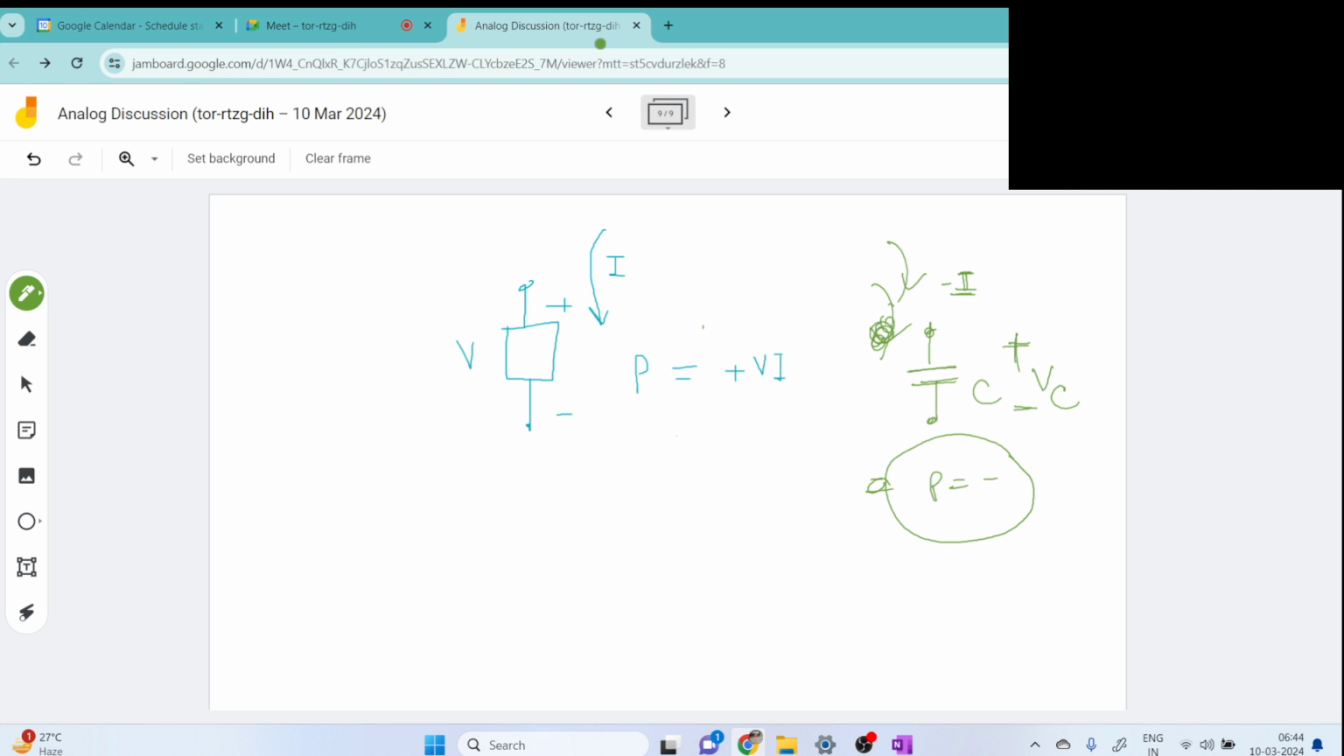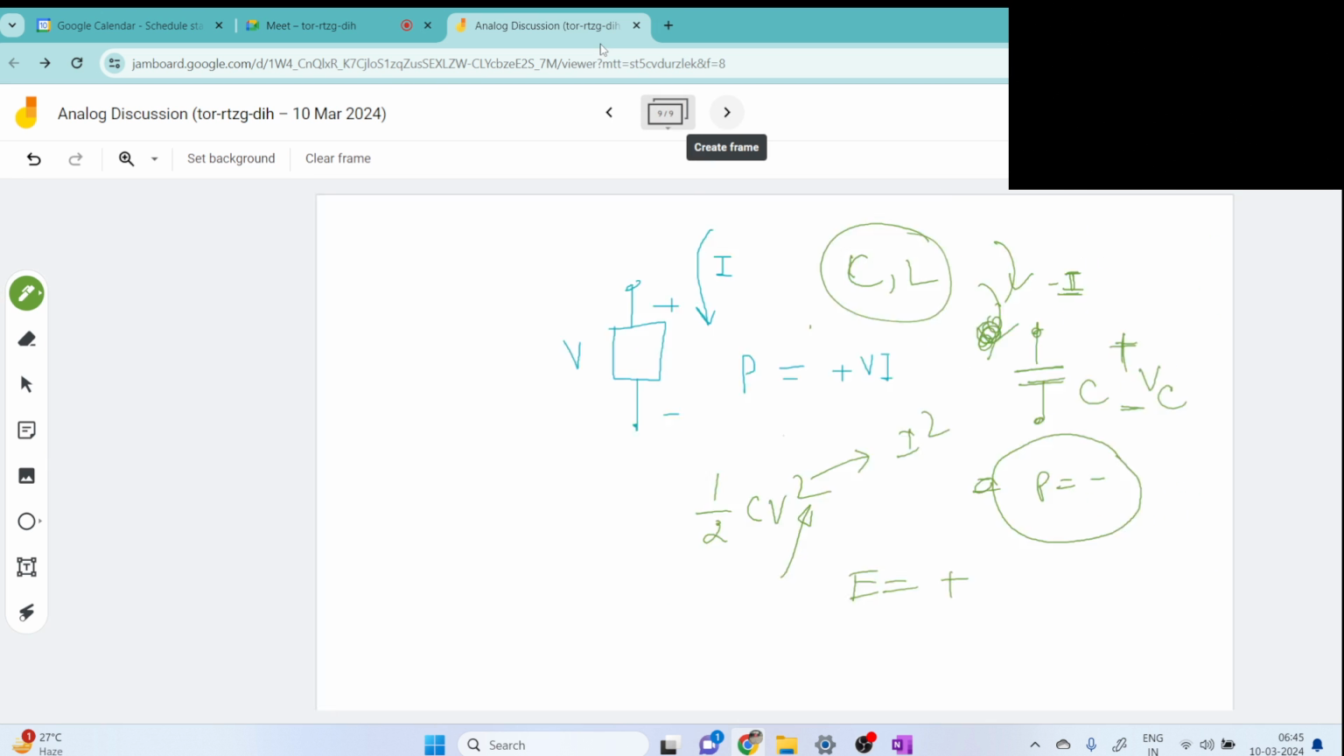But what about the energy? Energy is half C V square, so there is a square term. If we convert it to I, there will be an I square term for this energy, so the energy is always positive for C, and also for L. So they are called passive elements. This is very interesting, and students may get stuck there, wondering why it is called a passive element. That's the confusion.